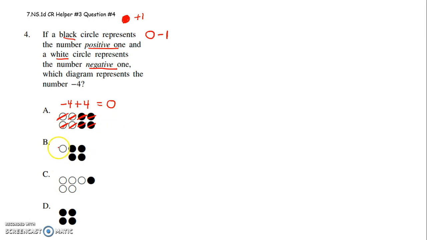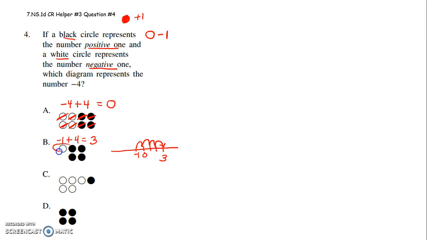Okay, next one. The white circle would represent -1. This represents +1, +2, +3, +4. So now we have -1 plus 4. Some of you might still be using your number line. So here's -1. If I'm at -1 and I'm adding 4, I'm moving 4 to the right. 1, 2, 3, 4. Where do I end up? There's 0, 1, 2, 3. So I end up at a +3.